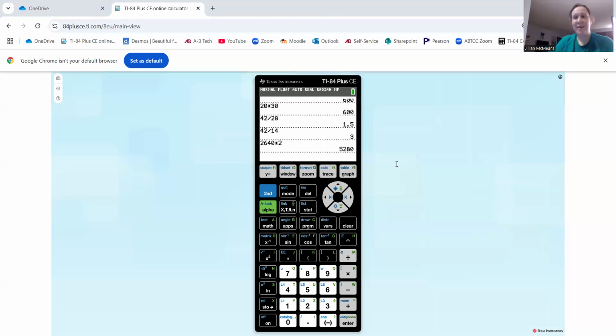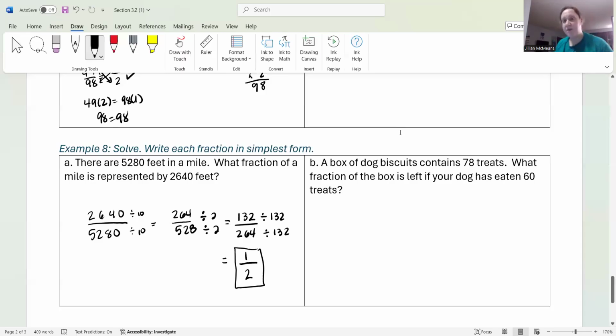Maybe one day. Okay, finally, B. A box of dog biscuits contains 78 treats. So we know that's the entire box of dog biscuits. What fraction of the box is left if your dog has eaten 60 treats? Well, we know that 60 is divisible by 10, but unfortunately 78 is not. However, 60 and 78 are both even because they end in 0 and 8. So let's go ahead and just start by dividing by 2.